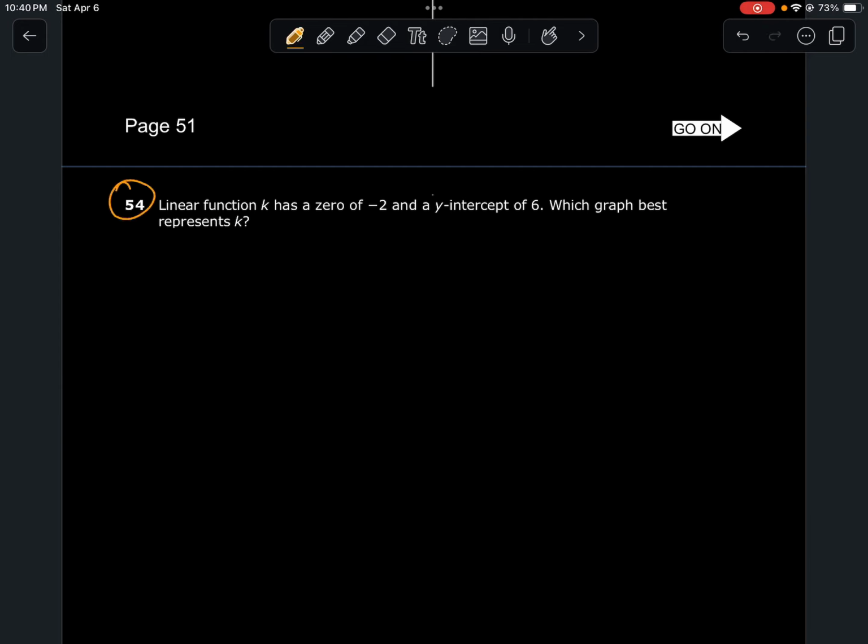Alright, the last one. Linear function. Linear. It's good to know. Has a 0 of -2, a 0 of -2. What is a 0? And the y-intercept of 6. I know what y-intercept is. Well, let's see what 0 is. A linear function looks like that in one of its forms. Y equals mx plus b.